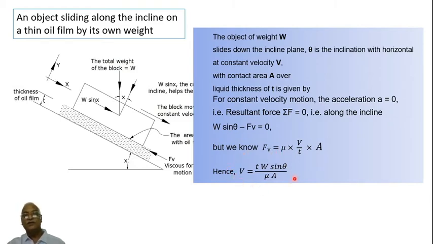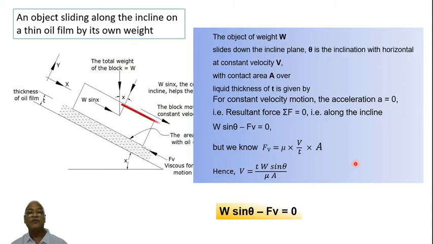On this equation, there may be a number of numerical problems asking for only one unknown to be calculated, because it is only one equation which has to be solved, right? So there will be a variety of questions formed to use that particular equation. When the object moves like that, obviously there will be a viscous force. So W sin theta minus Fv equal to 0 is the major equation when the object is sliding along the incline on a thin oil film by its own weight with a constant velocity.